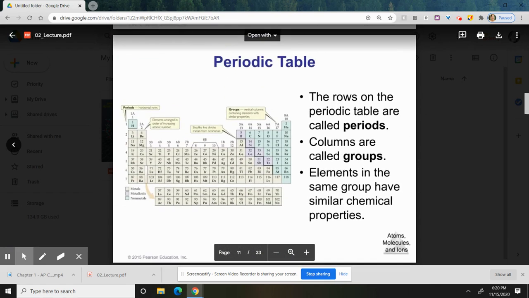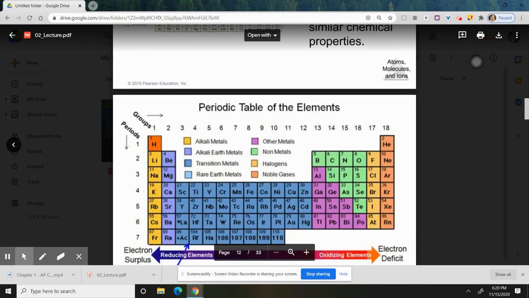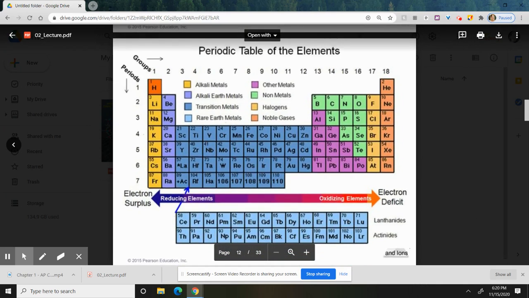Okay, so here it's talking about the periods and the groups that we already mentioned. And here are those group names, right? So we have the alkali metals, the alkaline earth metals, transition metals, halogens, noble gases, lanthanides, actinides. I would just take a few minutes, review this, make sure you are comfortable knowing those names, so when they get referenced, you're pretty comfortable with it.